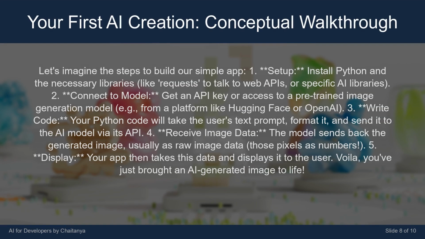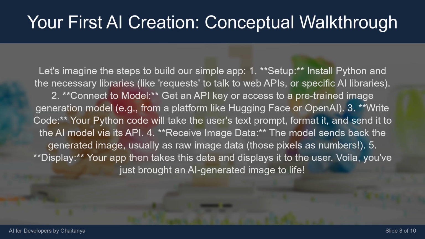Let's imagine the steps to build our simple app. 1. Setup. Install Python and the necessary libraries, like requests to talk to web APIs, or specific AI libraries. 2. Connect to model. Get an API key or access to a pre-trained image generation model, e.g., from a platform like Hugging Face or OpenAI.